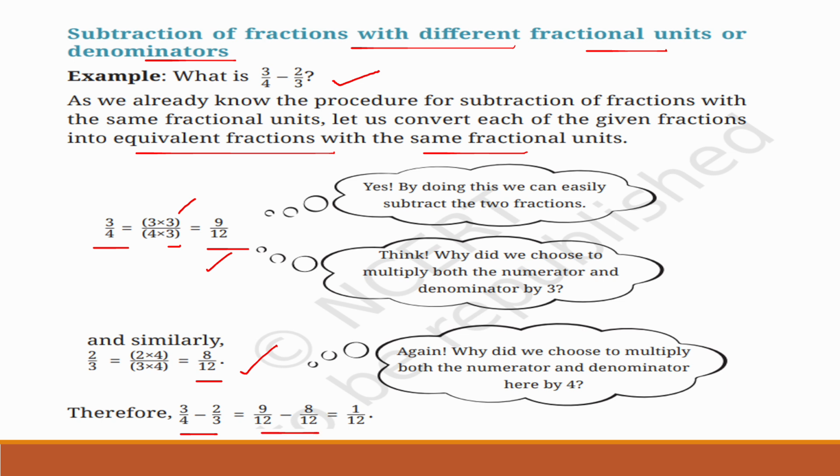See, here denominators are same, 12. So, first you just subtract the numerators. 9 minus 8 is 1. Then you keep the denominator as 12. So, 1 by 12.